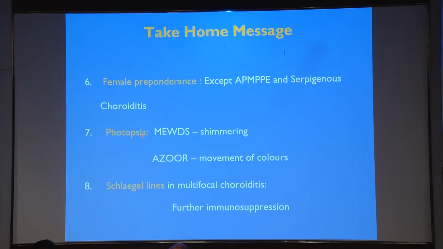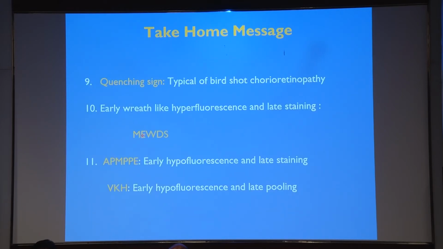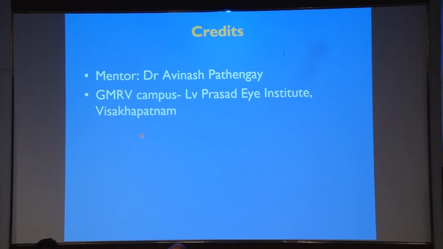Female preponderance is seen in all the conditions except APMPPE and serpiginous choroiditis. Photopsias are classical of white dot syndromes, and vitritis can be seen in multifocal choroiditis, which indicates it requires further immunosuppression. The quenching sign, as I told you, is typical of birdshot chorioretinopathy, and early wreath-like hyperfluorescence is classically seen in MEWDS. In APMPPE, there will be early hyperfluorescence followed by late staining, and in VKH there will be early hyperfluorescence followed by late pooling. So I thank my mentor Dr. Avinash and the GMRV campus for helping me with this condition. Thank you.